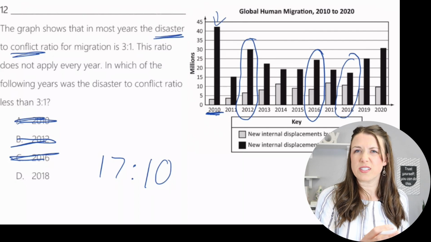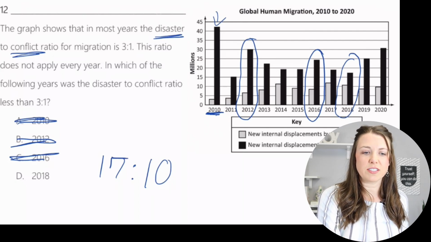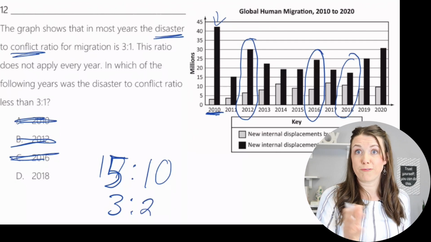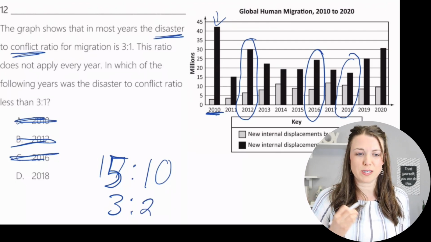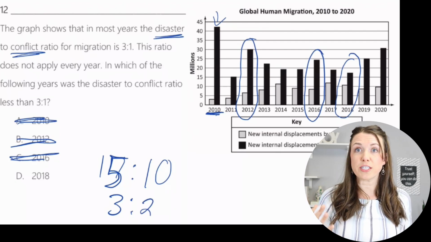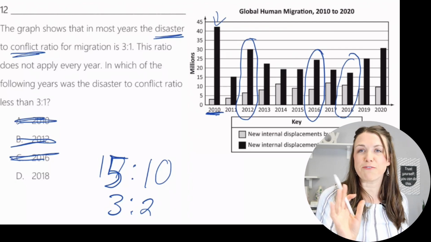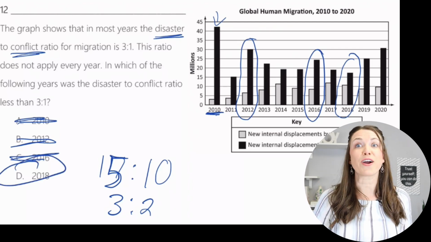Let's make this a little bit easier. Let's turn that 17 to a 5. And now we have a 3 to 2. 5 goes into both of those, just reduce those numbers. So about a 3 to 2 ratio, is that smaller than a 3 to 1 ratio? Yeah, the difference is smaller. So D is our answer.